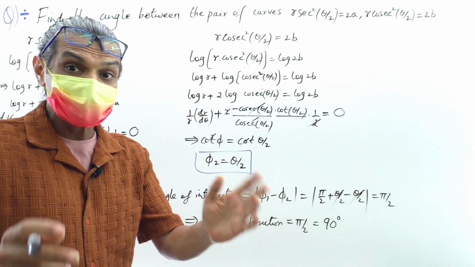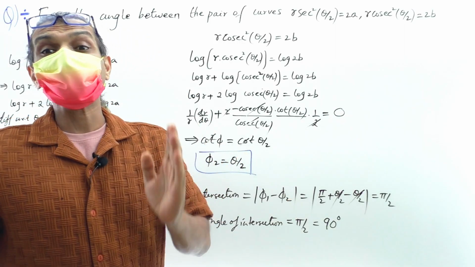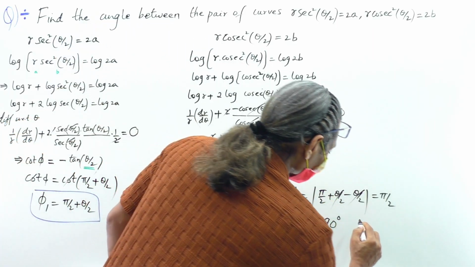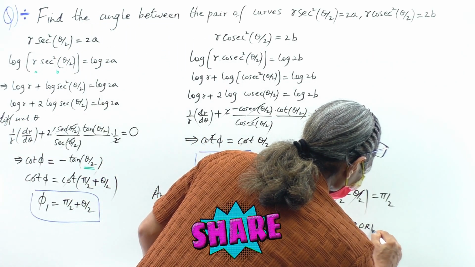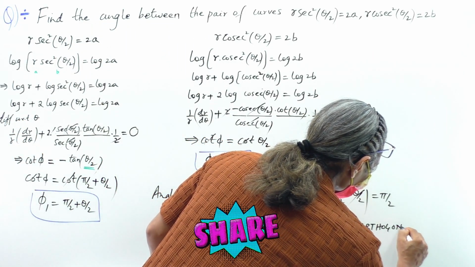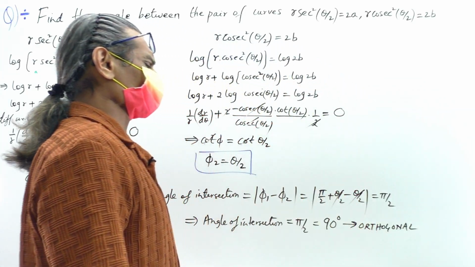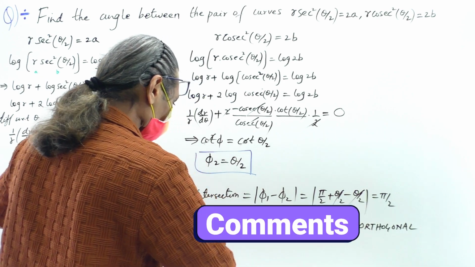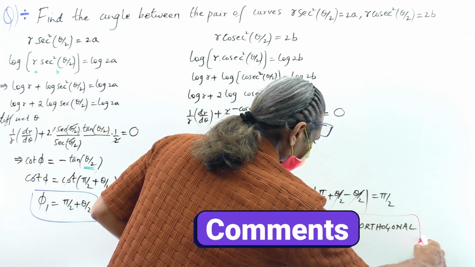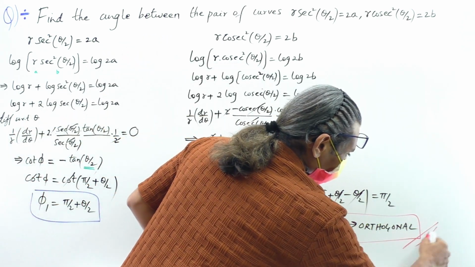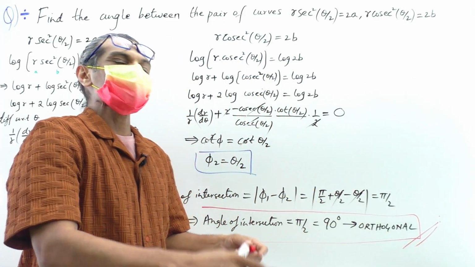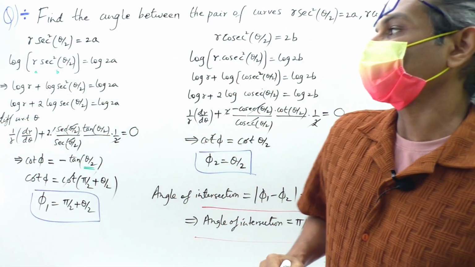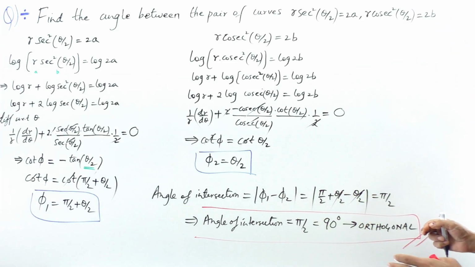What is the meaning of 90 degrees in polar curves? When the angle of intersection is 90 degrees, we call the curves orthogonal. So sometimes they may also ask, show that the following pair of curves intersect each other orthogonally. That is, the angle of intersection between both curves is 90 degrees. That's how we solve it. I solved it in the easiest way possible. I hope you clearly understood this problem.